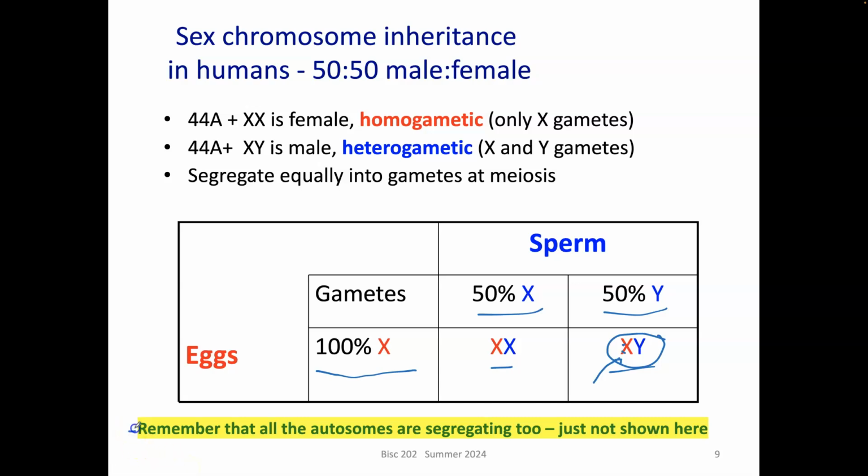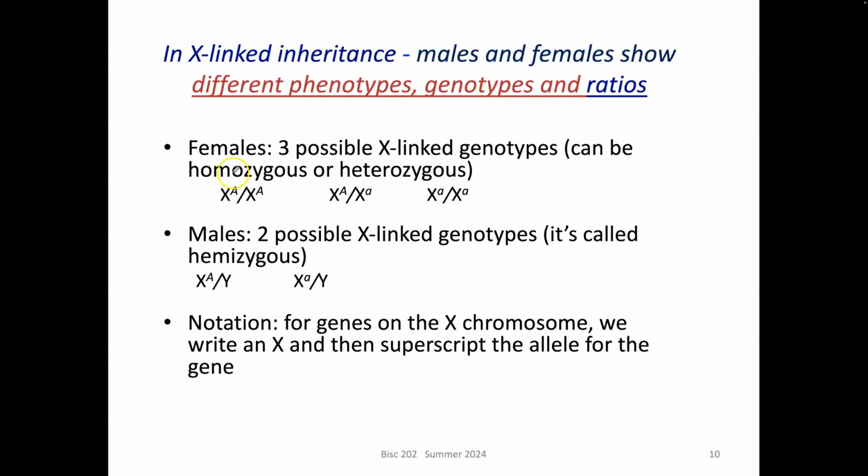And just a reminder that, of course, the autosomes are segregating too, but we're just looking at the sex chromosomes here. When we look at Punnett squares and that sort of thing, we usually only look at one gene at a time or a couple of genes at a time, but the others are all still segregating normally. It's just that we're not following or paying attention to those. But it's not like only sex chromosomes are segregating here. Okay, and so in X-linked inheritance, depending on what crosses are done, the males and females can show different phenotypes, different genotypes, and the ratios in the results of a cross could be different.